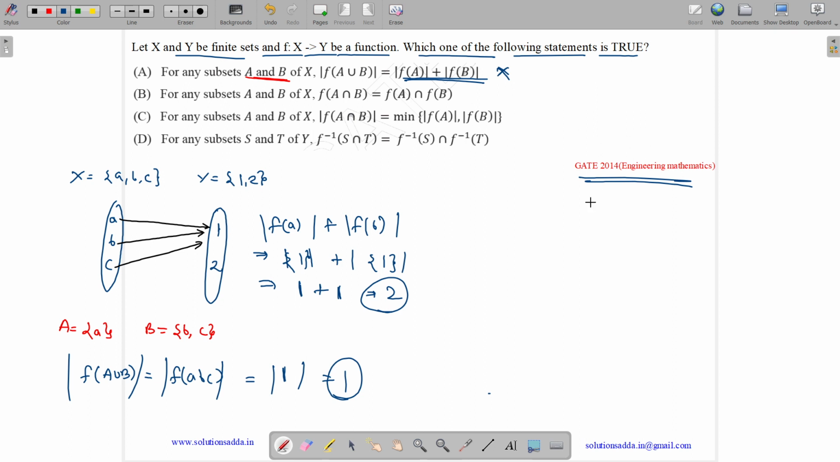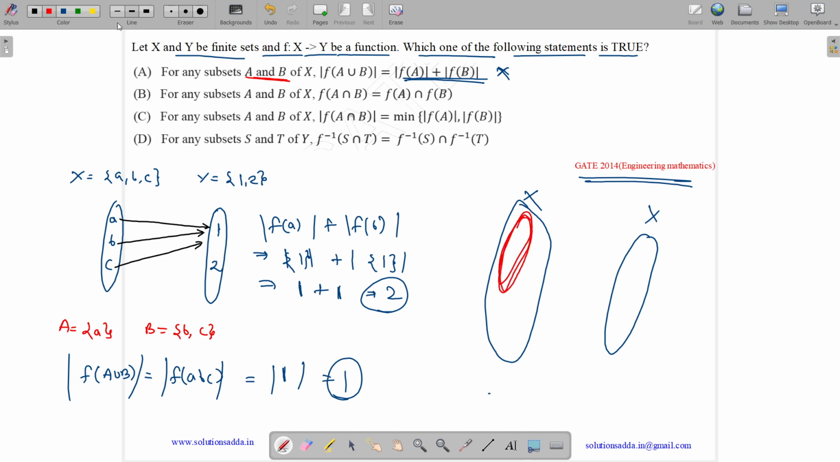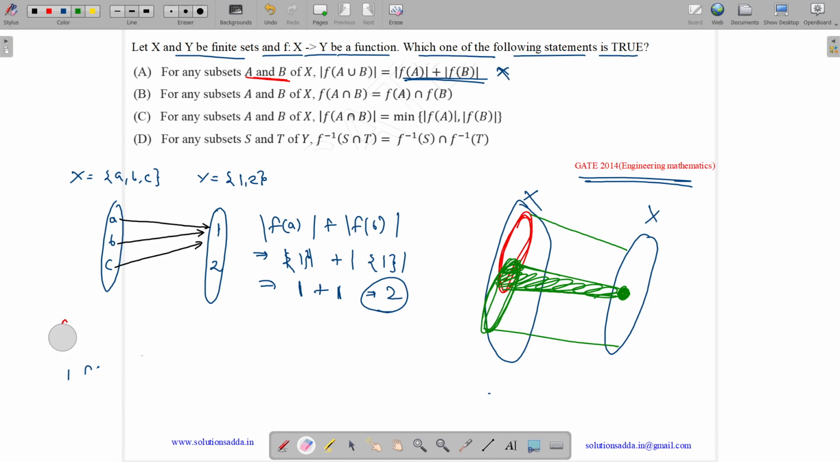Actually, if you want to see when this will fail, let us assume this is our X and this is our Y. Let us assume that we took something like this to be our A and there is an overlap between A and B. Let us assume that this is B. Now f of A maps to some items and this overlapping set will map to the same items, and f of B maps to some different items. So these items will be double counted in the right hand side, due to which they won't be equal in some of the cases. Okay, so option A is false.